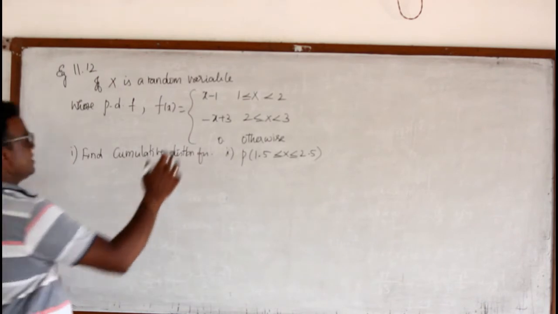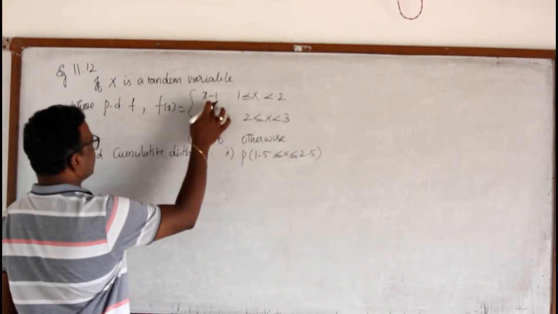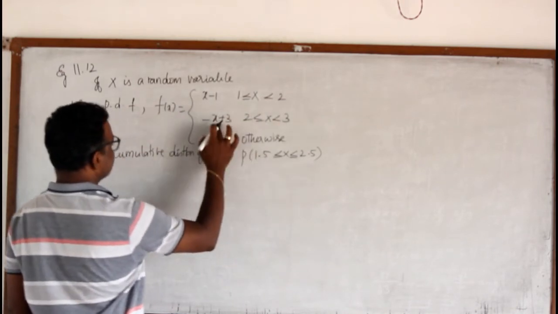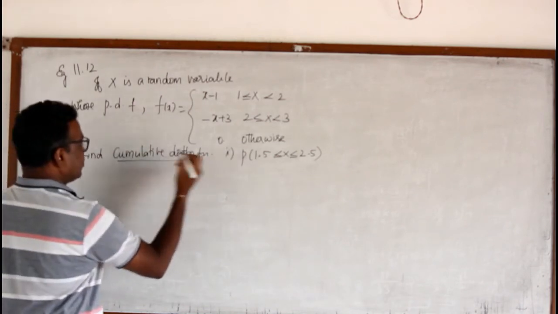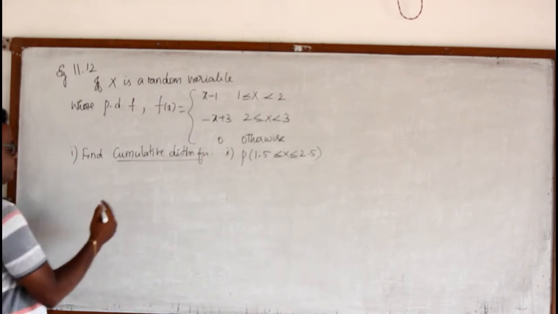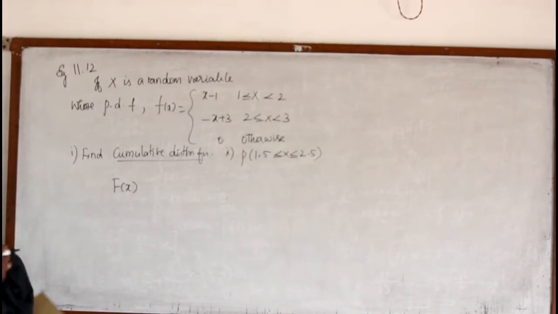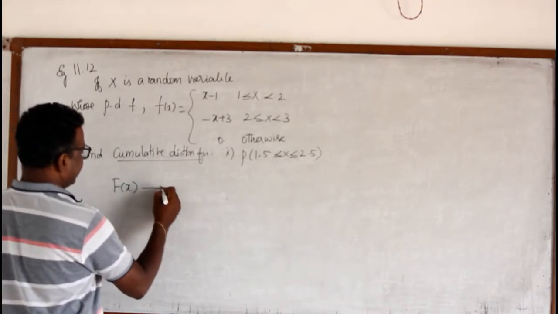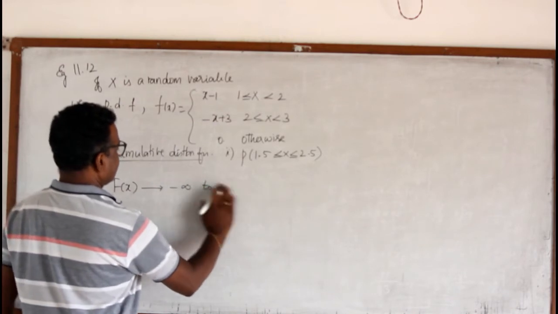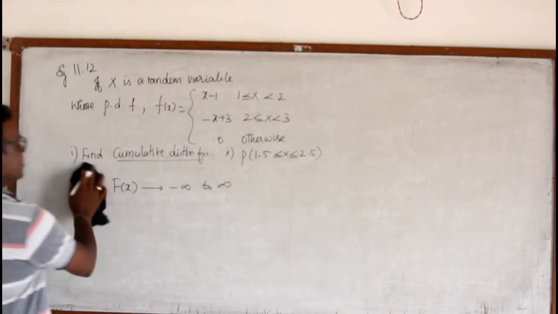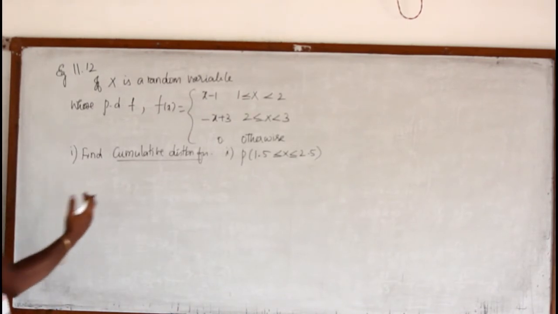Now, the function exists from 1 to 3 only. From 1 to 2 there is a different value, and from 2 to 3 there is another different value. For all the remaining it is 0. I have to find the cumulative distribution. Cumulative distribution means capital F of x we have to find out. And the capital F of x I have to find from minus infinity to plus infinity. This is what we have to find out.